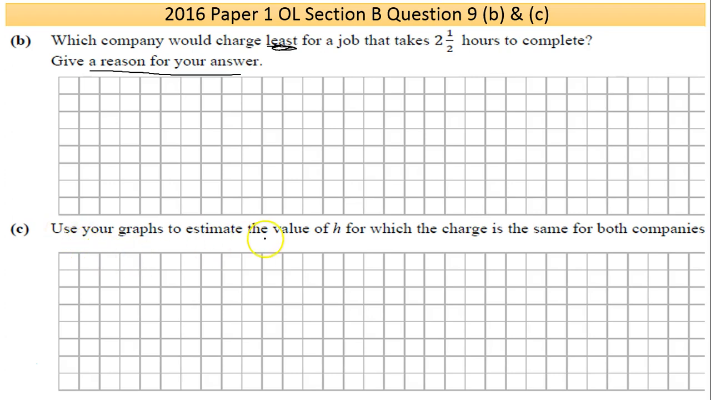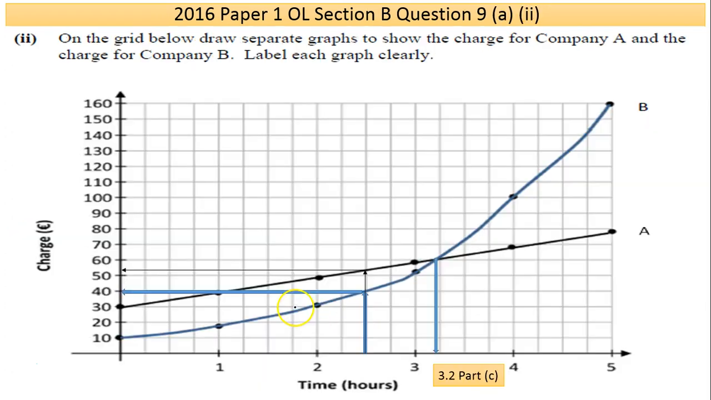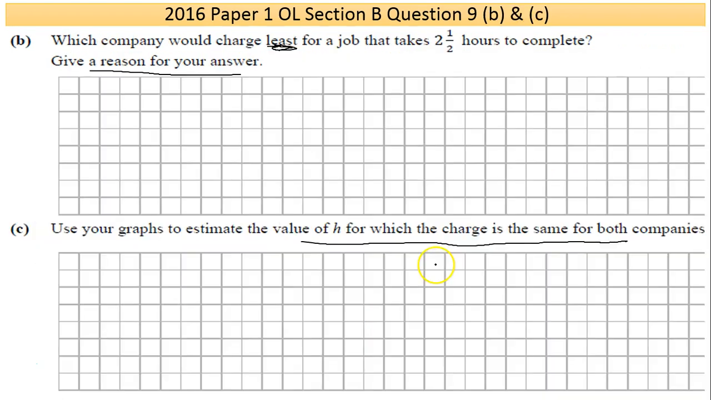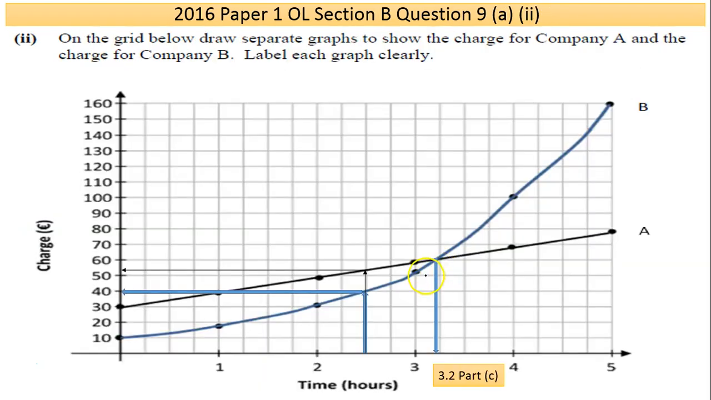So I'm going to go back to the graph. The value of H is the same for both companies. Basically, this is going to be where the two lines or two graphs intersect, which would be here. So use your graph to estimate the value of H when they meet. So they meet here, bring a line down. The x-axis is time, which is in hours, which is H.